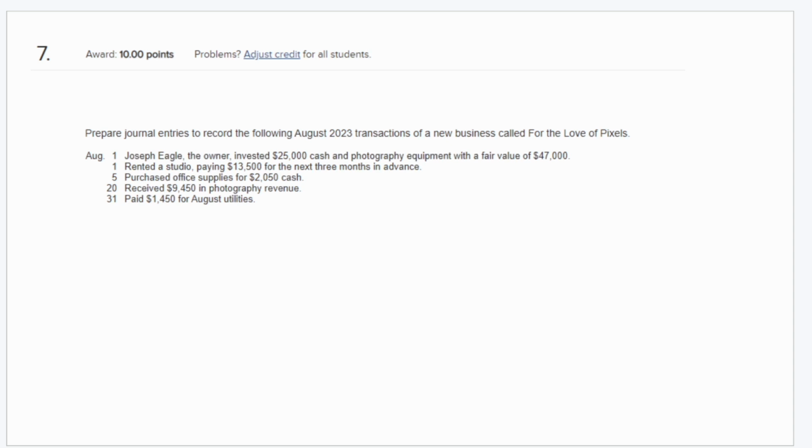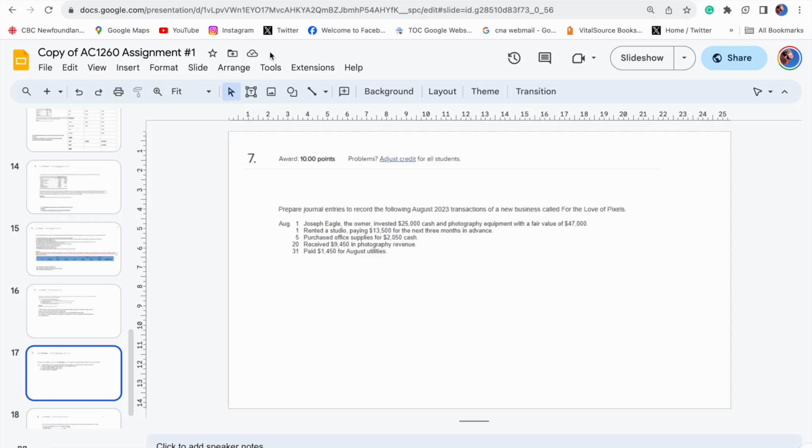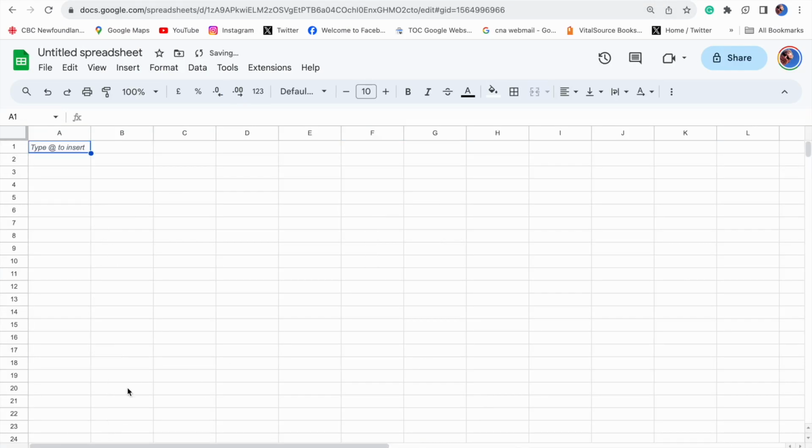Okay, let's take a look at the final one, number 7. This is really a simple question where we have to consider journal entries for 5 different events that occurred during the month of August. First of all, Joseph Earl, the owner, invested $25,000 cash into the business and added photography equipment with a fair market value of $47,000. Then he rented a studio, paying $13,500 for the next 3 months in advance, so he prepaid his rent. He purchased office supplies for $2,050 cash. He received $9,450 in photography revenue, and presumably that was cash, and he paid $1,450 in August utilities.